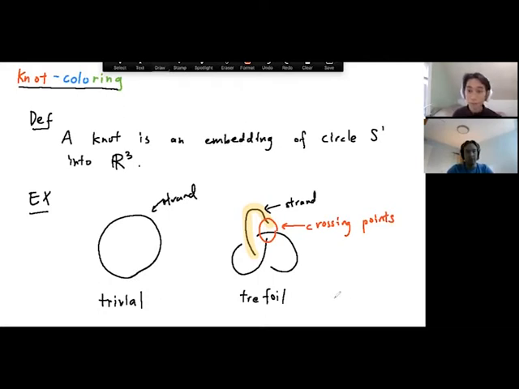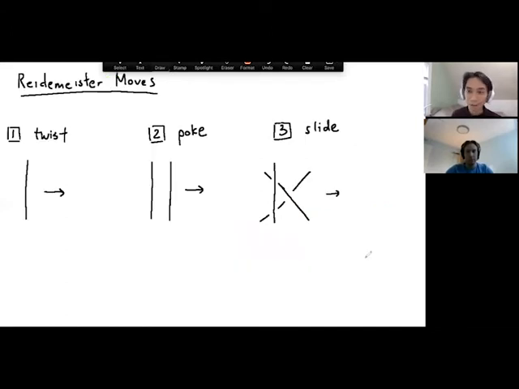And a good question you can ask is, is the trefoil knot different from the trivial knot? Could we deform the trefoil knot so that it becomes the trivial knot without cutting anything or without passing the trefoil knot through itself? How do we know that they're not secretly the same? And so this is where knot coloring is going to come in and help us answer this question. But before that, I'll introduce this thing called Reidemeister moves.